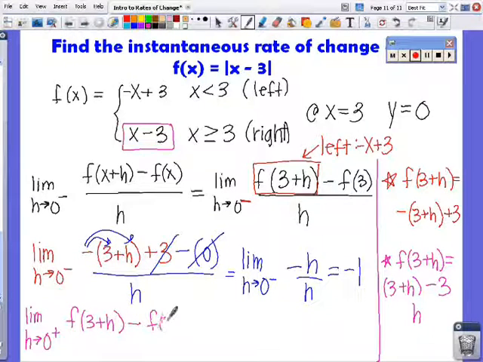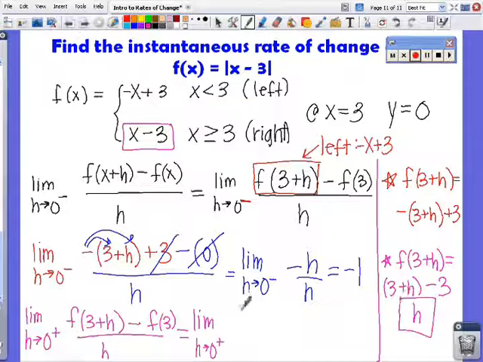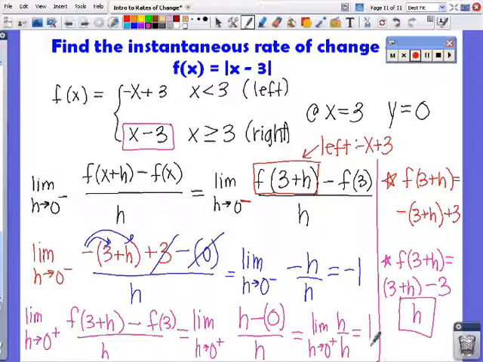So f of 3 plus h from the right was this pink h right here, minus f of 3, which is 0, all over h. You get left with the limit as h goes to 0 from the right of just h divided by h, which is 1. You simplify that first, giving you 1, and it's a constant function, so when you try to do the limit as h goes to 0, it still is itself, which is 1. So I have that the left limit was negative 1. The right limit was positive 1.